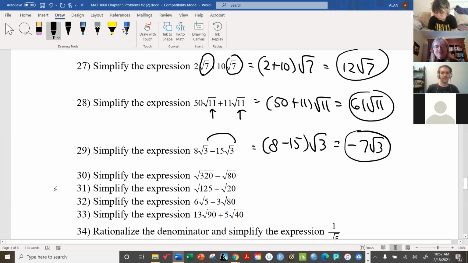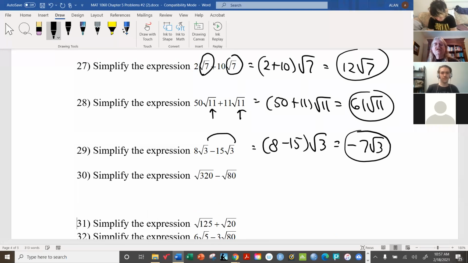Now, these are interesting. Look at these. If you look at this one, you might say to yourself, wait a minute, doesn't this break the rules? I can't add these together. I can't subtract them. They're not the same radical. But that's not necessarily true because watch what I can do.